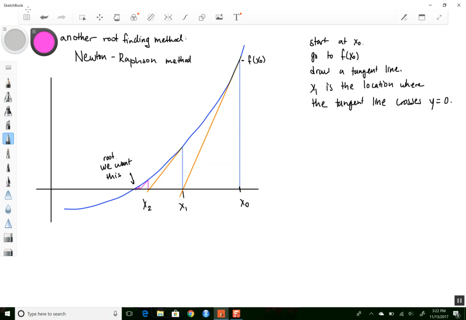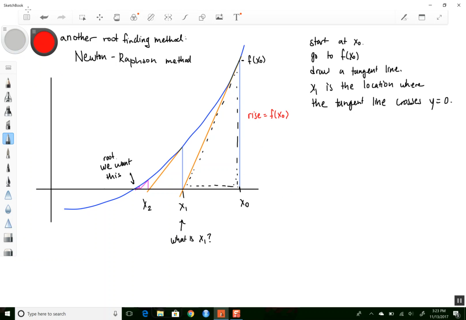Okay, so then, what is this location, right? What is x1? How do we get this? All right, so let's take a look at this triangle right here, okay? I'm going to look at this triangle. All right, and okay, so what's the height of this side here? I'm going to call this the rise. What is the height here? f of x0. Great. Okay.